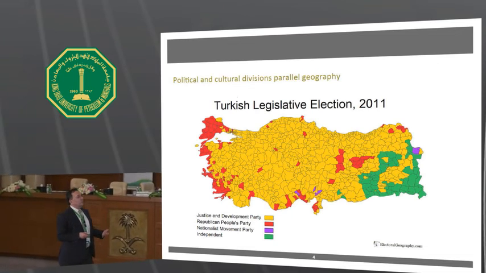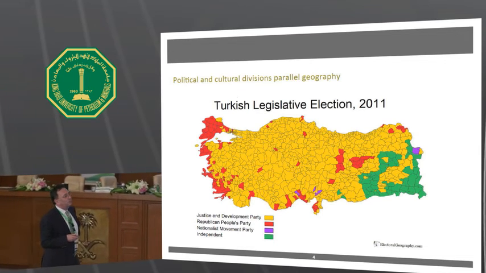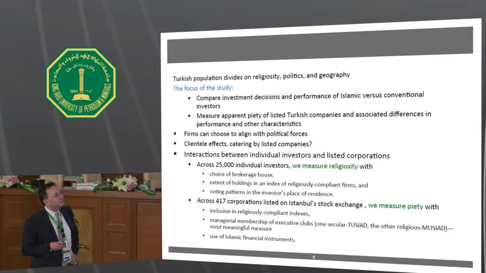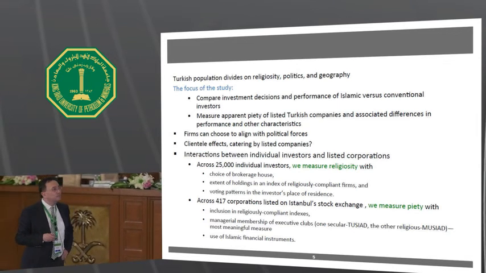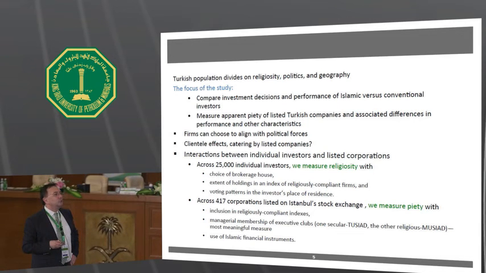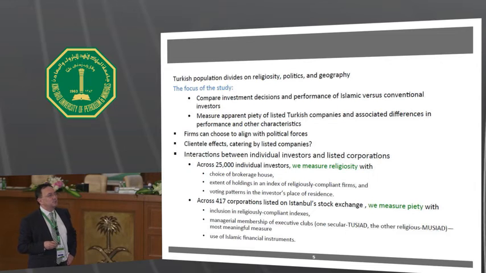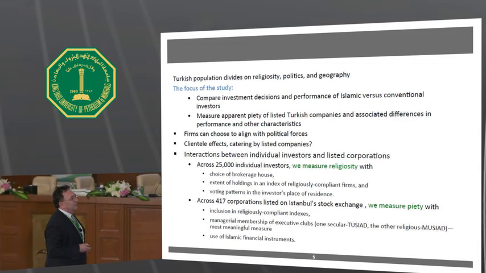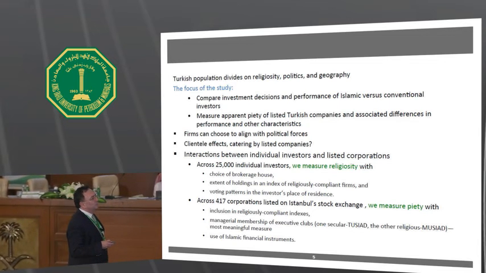Now, again, the focus of the paper is basically twofold. One is to compare investment decisions and performance of Islamic versus conventional investors. The second is to measure the apparent piety of listed Turkish companies and the associated differences in performance and other characteristics. Very simple.